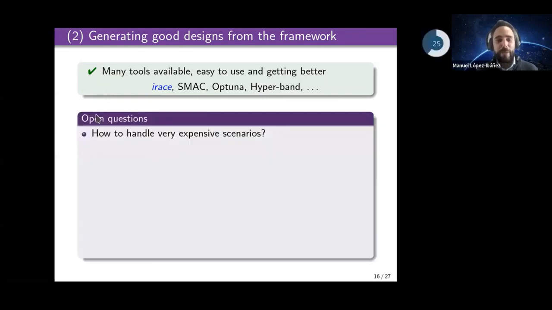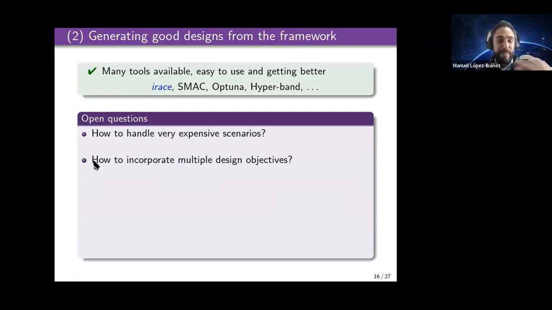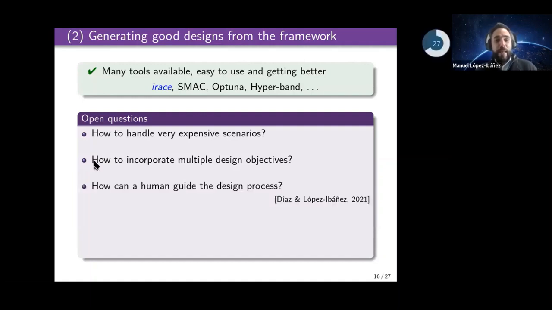Of course, not everything is solved. There are still many open questions. For example, if you have an application scenario where evaluating one design takes days or weeks, then searching just becomes very, very expensive. How to incorporate multiple design objectives in the design process is also something that hasn't been studied a lot. And something that I'm personally very much interested in is how a human can guide the design process. And I have done some initial work on this, but I think there is a lot to be done there.